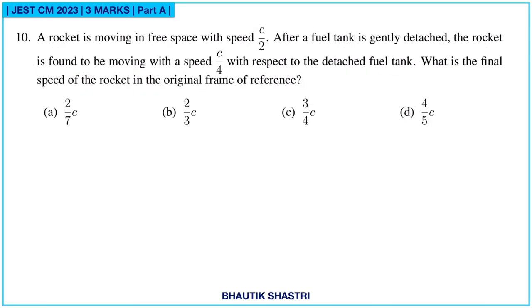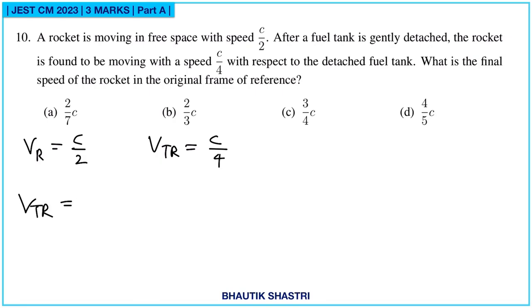Next question. A rocket is moving in free space with speed c/2. So the speed of the rocket with respect to earth or the stationary frame, I can write just Vr, is equal to c/2. After a fuel tank is gently detached, the rocket is found to be moving with speed c/4 with respect to the detached fuel tank. What is the final speed of the rocket in the original frame of reference? So this VTR is also given to us, which is c/4.